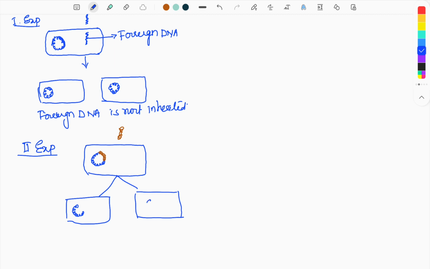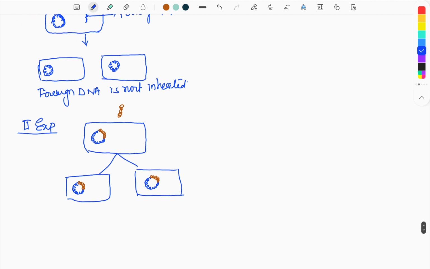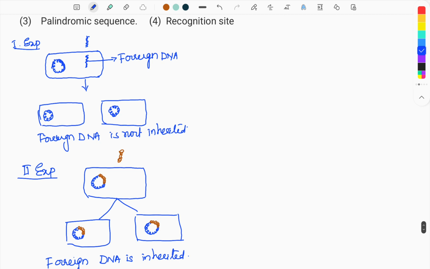Now surprisingly, we understood that foreign DNA is inherited here. In this daughter bacteria also inherited. In this also it is inherited. So why in experiment 1 foreign DNA is not inherited, and why in experiment 2 foreign DNA is inherited? That is the thing we have to understand. Now let us see experiment 3.